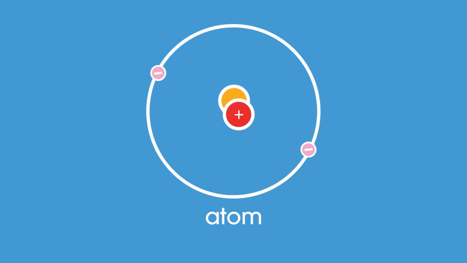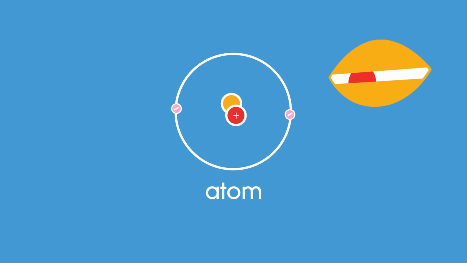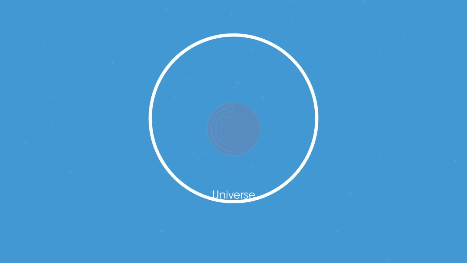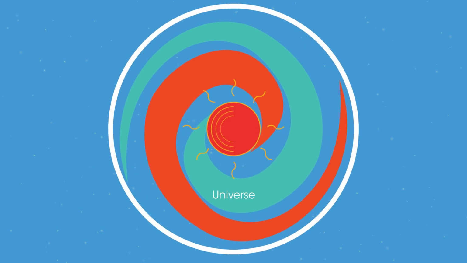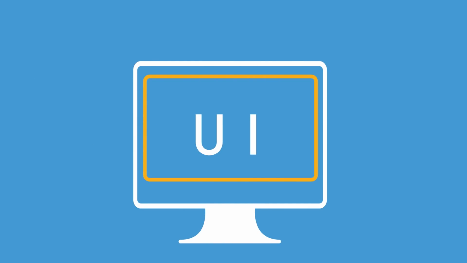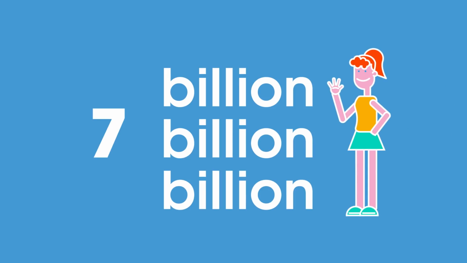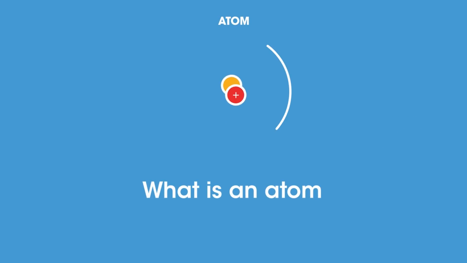Atoms are tiny particles that are so small they're not possible to see with the naked eye, and are only barely possible to make out with the most powerful microscopes. Everything that exists in our universe is made up of atoms, including you, I, and the device you're watching this on. In fact, there are about 7 billion billion billion atoms in your body alone, which is 7 times 10 to the 27 atoms. But what is an atom?